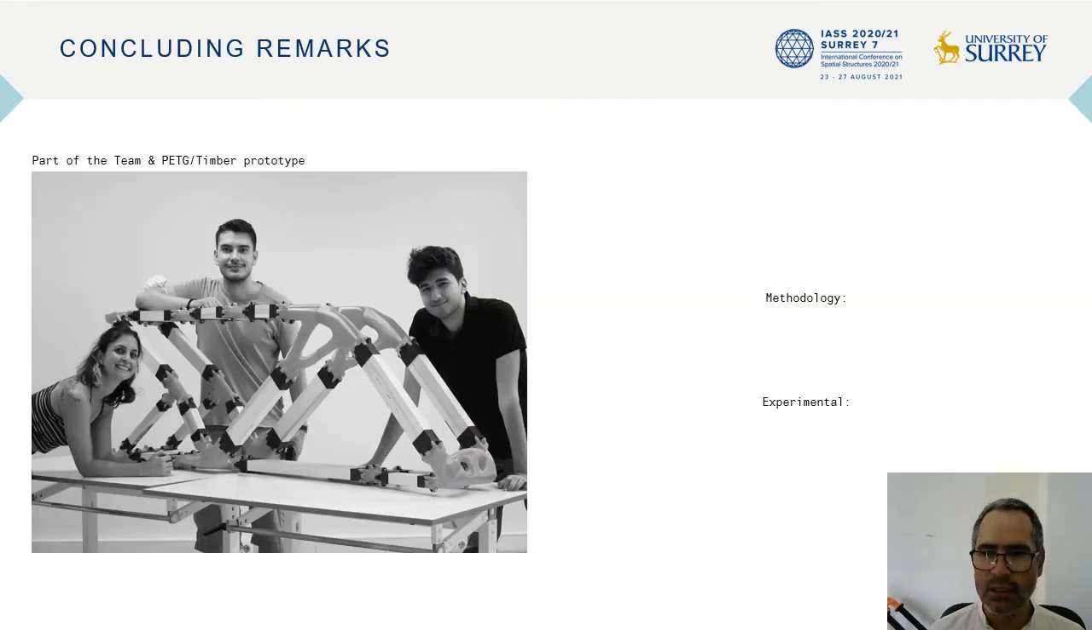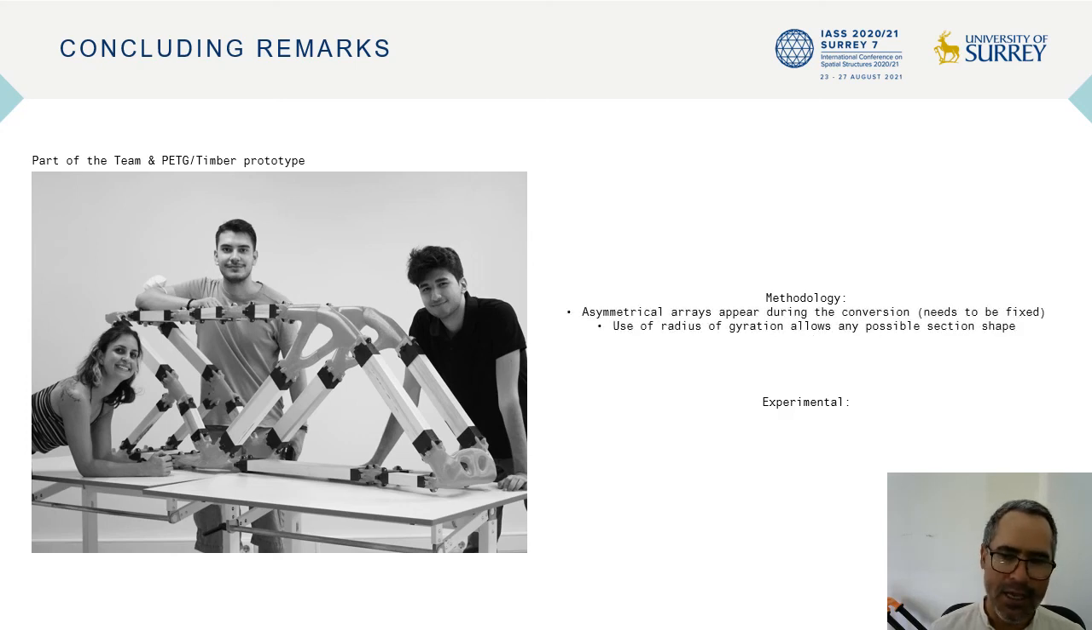To finalize, what we learned in terms of methodology is that the algorithm sometimes produces asymmetrical distribution of material, so that needs to be fixed in future versions of these methods. On the positive side, focusing on the radius of gyration allows the algorithm to convert this continuous system into virtually any possible discrete system based on regular bars.